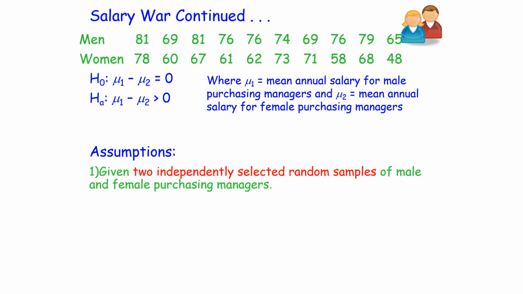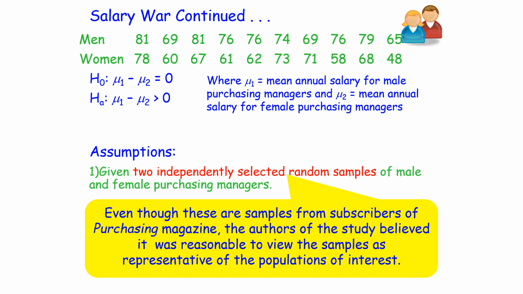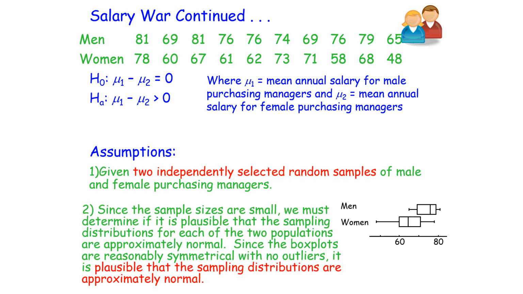So now we're going to verify our assumptions. Given two independently selected random samples of male and female purchasing managers, so we're good there. Now, even though these are samples from subscribers of Purchasing Magazine, the authors of the study believed it was reasonable to view the samples as representative of the populations of interest. Second, since the sample sizes are small, we must determine if it's plausible that the sampling distributions for each of the two populations are approximately normal. Since the box plots are reasonably symmetrical with no outliers, it's plausible that the sampling distributions are approximately normal.